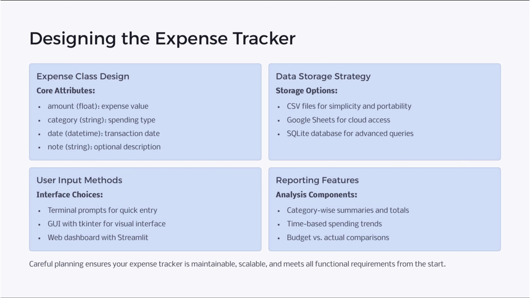Designing an expense tracker involves creating an expense class with attributes like amount, category, date, and note. For data storage, options include CSV files, Google Sheets, or SQLite. User input can be collected via terminal prompts, a tkinter graphical user interface, or a Streamlit web dashboard. Reporting features include category summaries, spending trends, and budget comparisons.